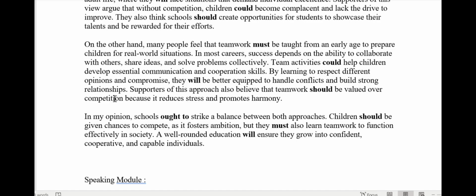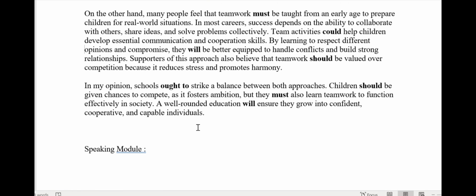Supporters of this approach also believe that teamwork should be valued over competition because it reduces stress and promotes harmony. The final line, which is the conclusion. In my opinion, schools ought to strike a balance between both approaches. Students should be given chances to compete as it fosters ambition, but they must also learn teamwork to function effectively in society.